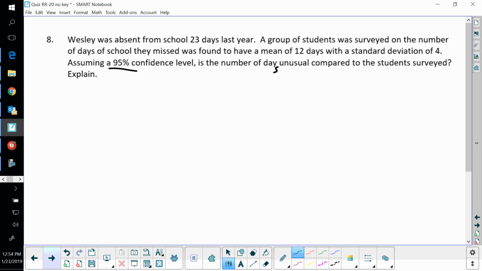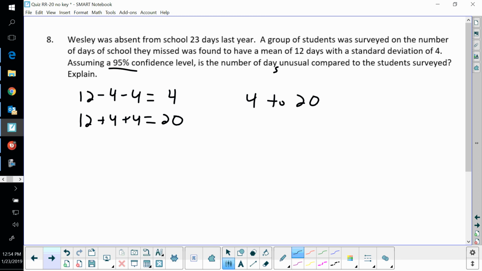So we will start with our mean. We will subtract the standard deviation twice. We'll start with our mean. We will add the standard deviation twice. When we subtract it twice, we get 4. When we add it twice, we get 20. So 4 to 20 would be considered the usual amounts.